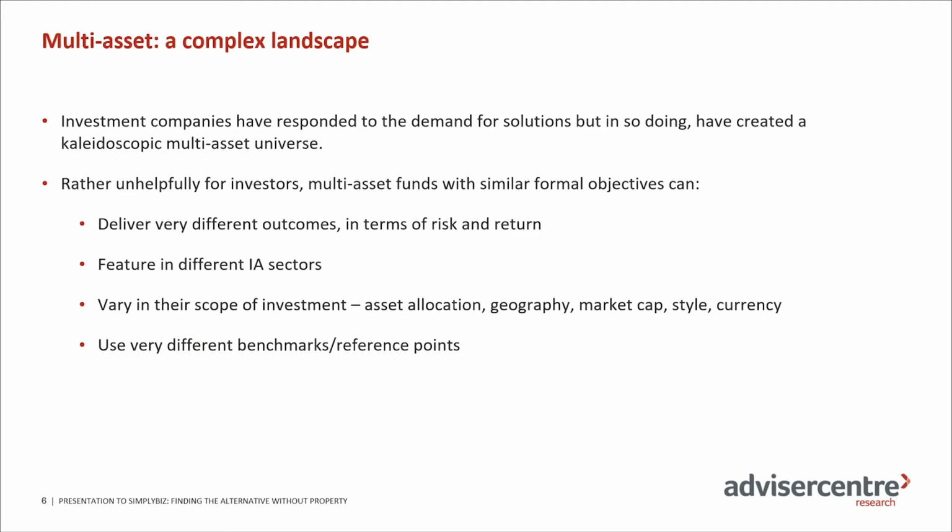But, and this is the issue, for investors, for people like us and for your own clients, multi-asset funds can have the following. They can have very similar formal objectives, but often have very different outcomes. Certainly in terms of risk, but as importantly, obviously risk and return. Feature in different IA sectors. Often you'll see an asset allocation from some common funds that you think are similar, and they're vastly different. We'll investigate this more a little bit further on.